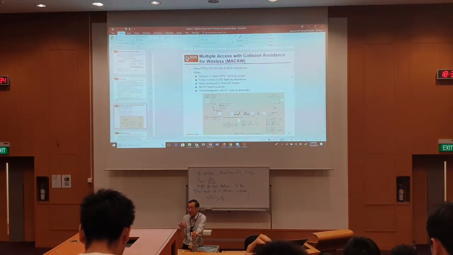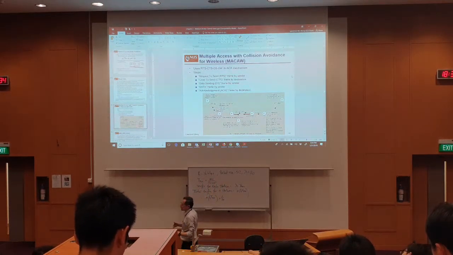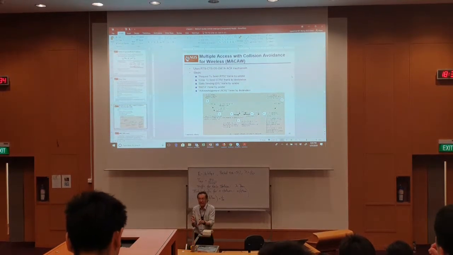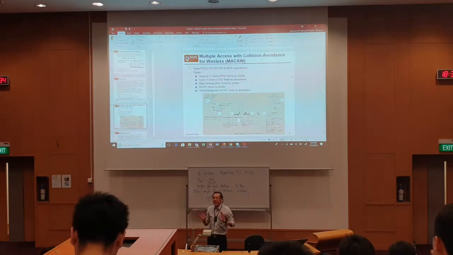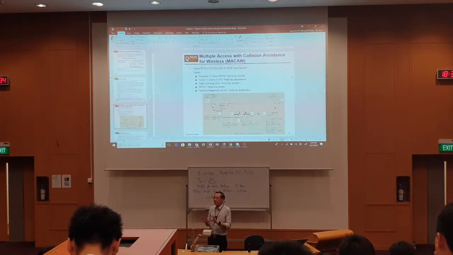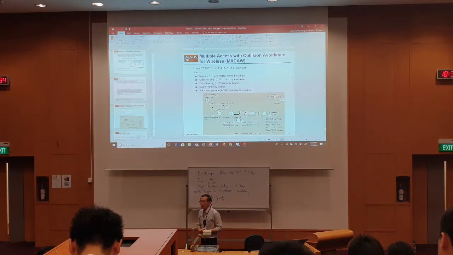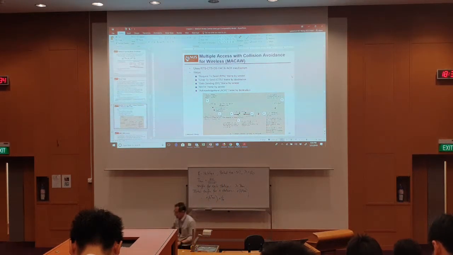Okay? So the diagram here describes what happens when you go through this RTS, CTS, DS, data, acknowledgement, plus the reactions of the neighbors. In this example, A wants to send to B. You can see, number one, send RTS to B. A wants to send to B.